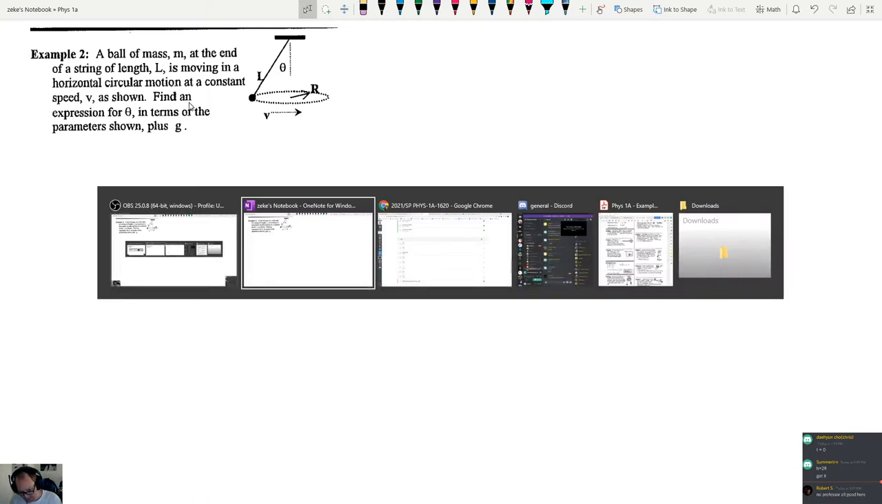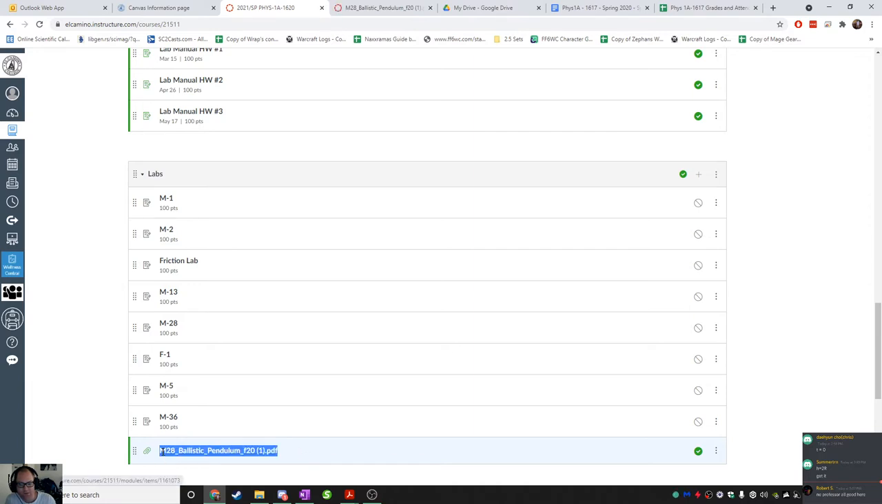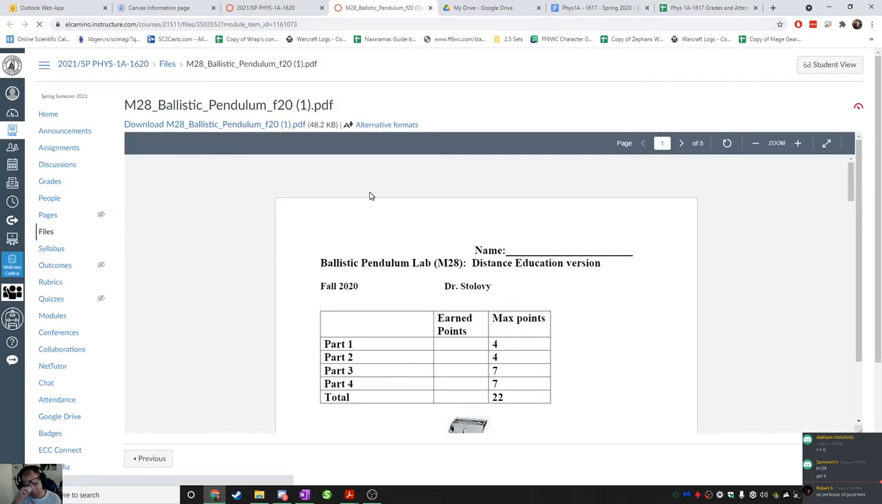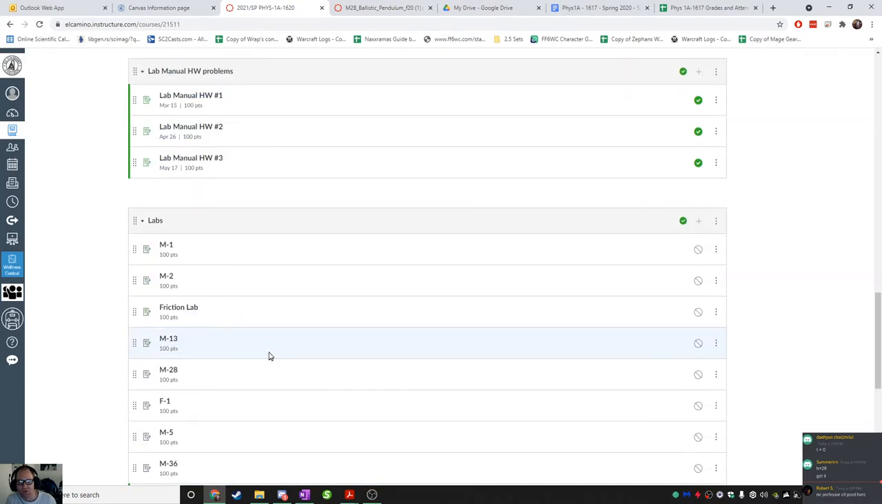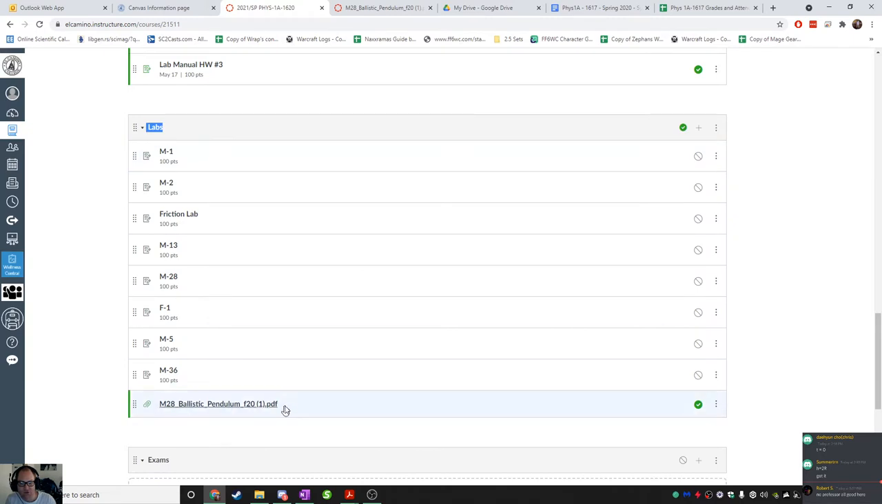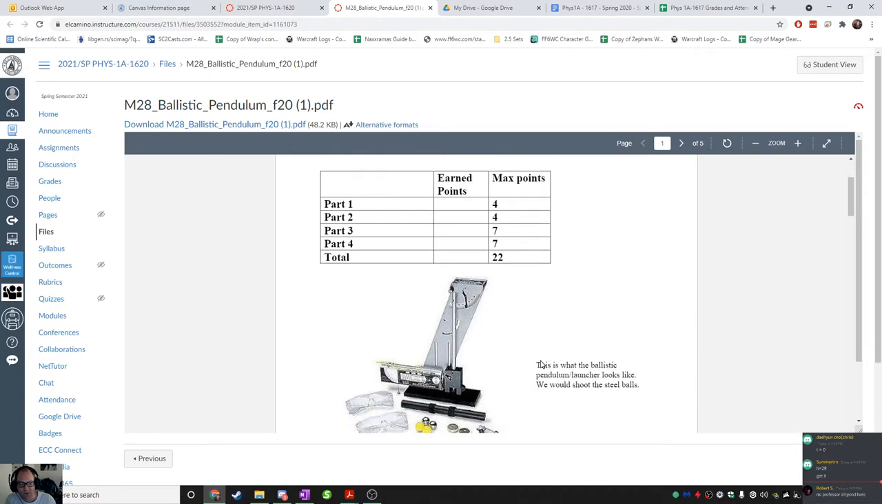On Thursday, we'll have a continuation of this lecture as normal, but we're also going to start working on this. This will be the first lab we're doing this semester. It's called ballistic pendulum. You can pull it up from Canvas. There's a section called Labs, and in that section you should be able to find this PDF, which is going to have instructions.